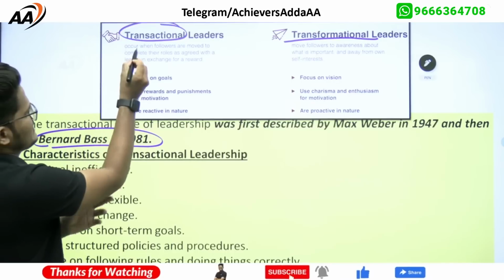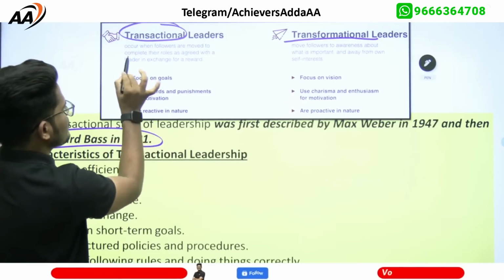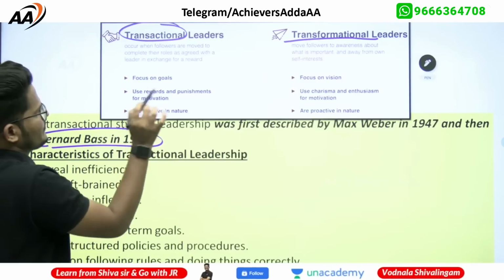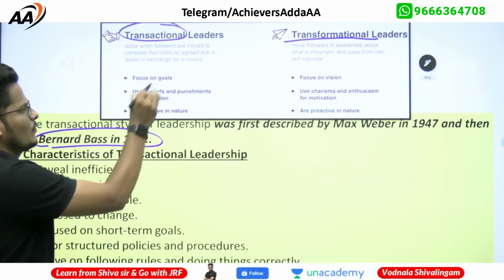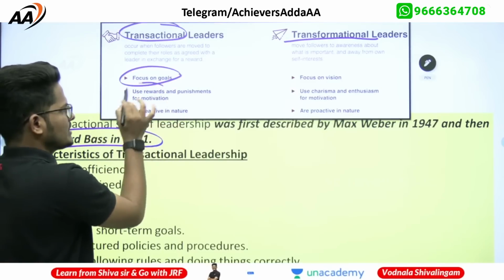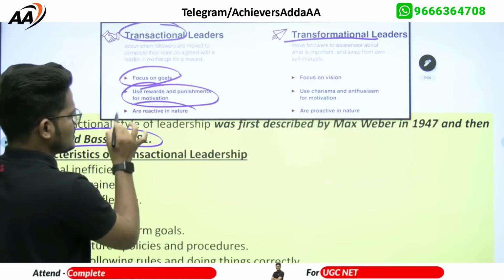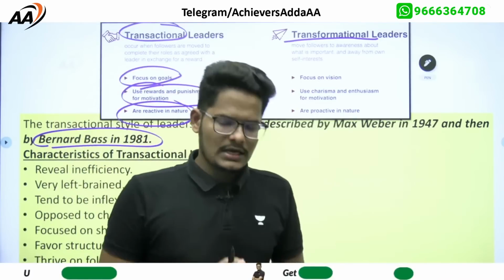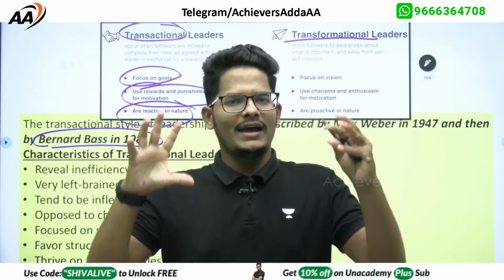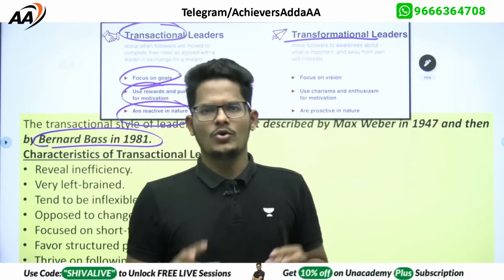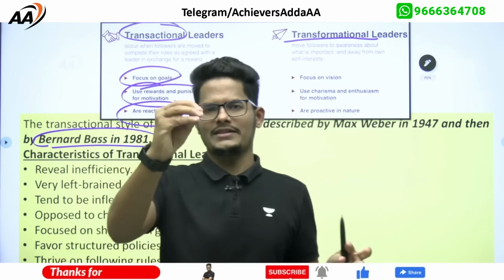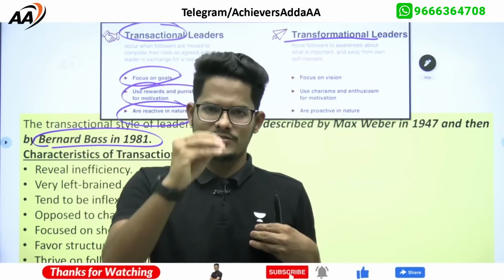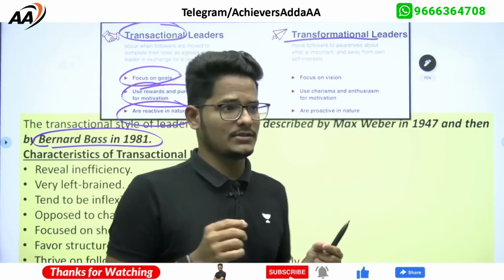Here, transactional leadership occurs when the followers are moved to complete their roles as agreed with a leader in exchange for a reward. In exchange, they focus on the goals. They use rewards and punishment for motivation, and are reactive in nature. Suppose I announced I am going to give you a 50,000 cash reward to whoever tops this exam. This is the announcement made by me. Assume only, don't ask me for 50,000.